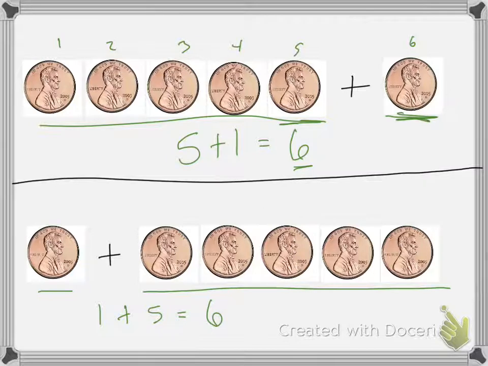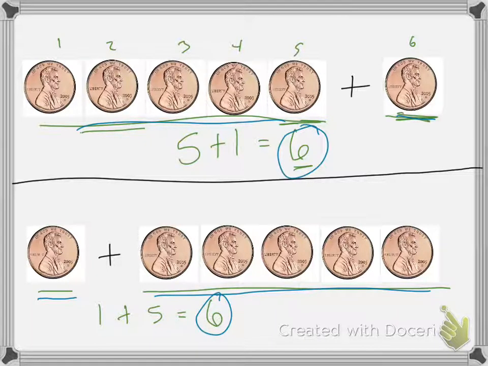Did I do exactly the same thing both times? No, it was different because the first child started with 5 pennies and then got one more. And the second problem, the second child got 1 penny and then got 5 more. What is the same is they both ended up with 6 pennies as their sum.